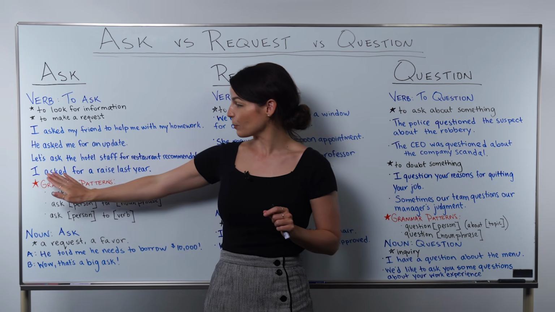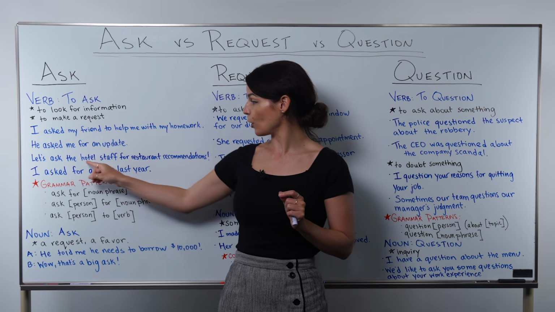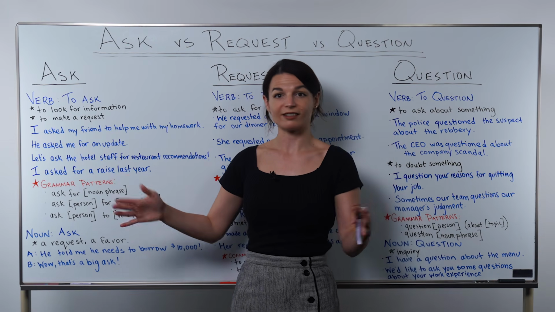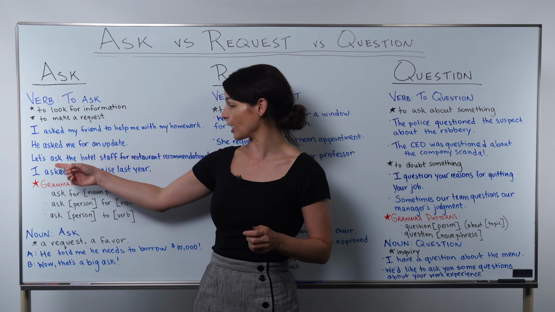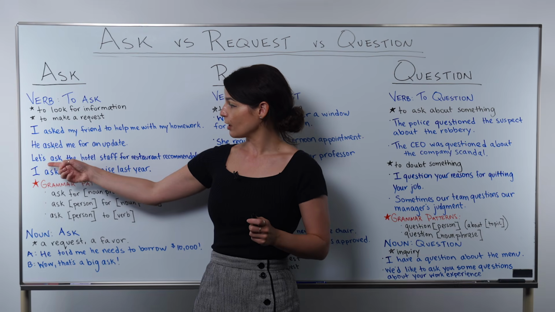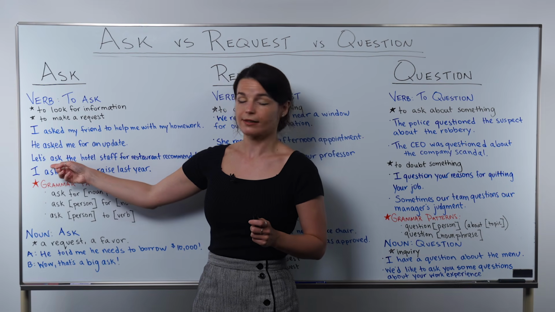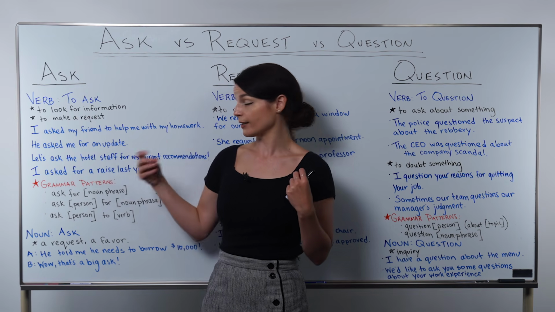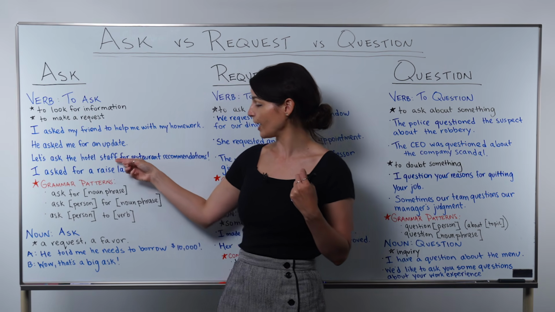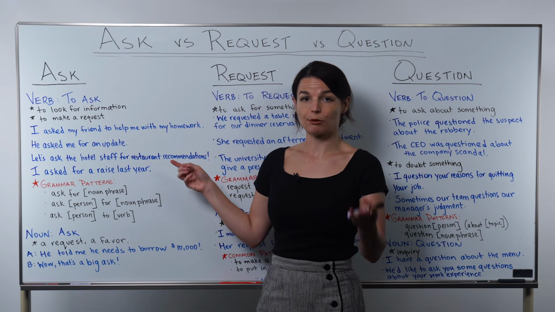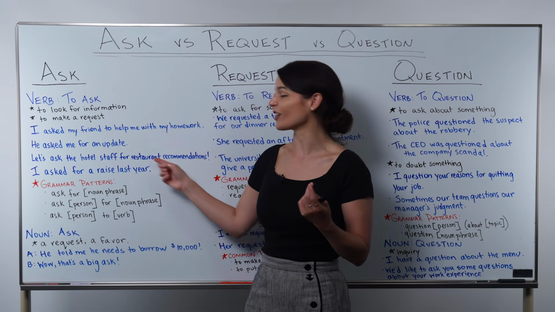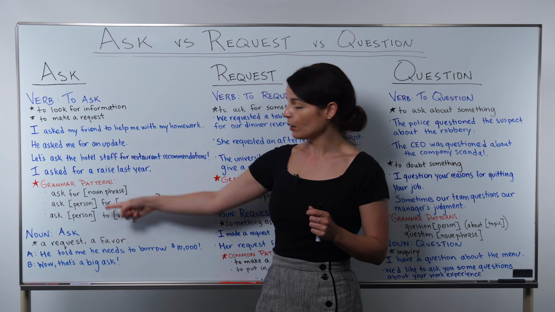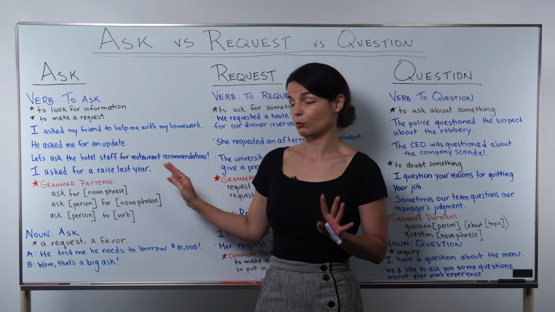Okay, next example sentence. Let's ask the hotel staff for restaurant recommendations. So a suggestion here. The verb here is just the base form. Let's ask, right? And the people receiving the request are the hotel staff. Again, we are looking for information here. What do we want? Restaurant recommendations. Let's look at the last example sentence, and then we'll take a look at some grammar patterns we use here.